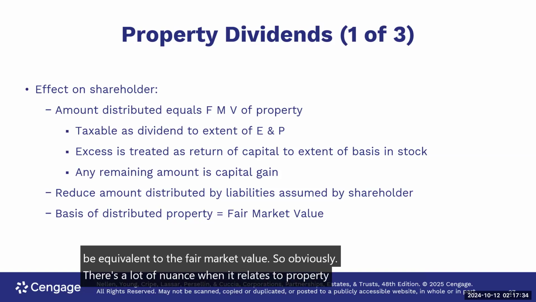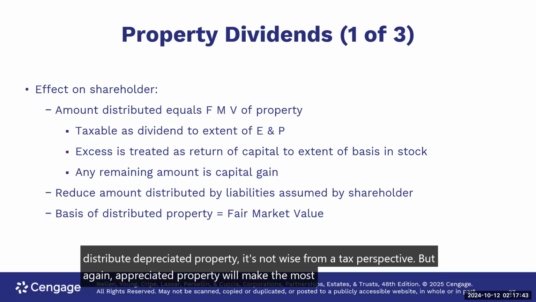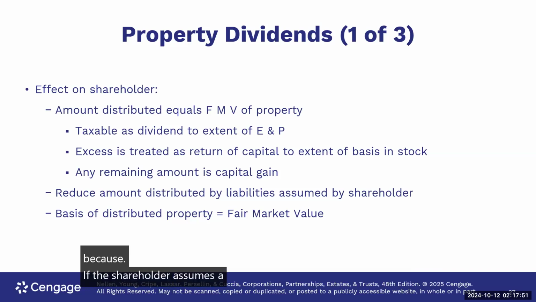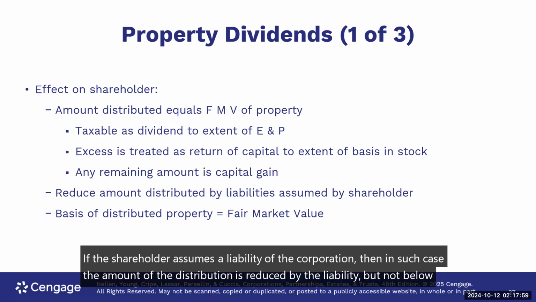If they distribute depreciated property, it's not wise from a tax perspective. But again, appreciated property would make the most sense. But there are some things that the shareholder needs to consider. Was there a liability? Because if the shareholder assumes a liability of the corporation, then in such a case, the amount of the distribution is reduced by the liability, but not below zero. So there's a lot to consider.